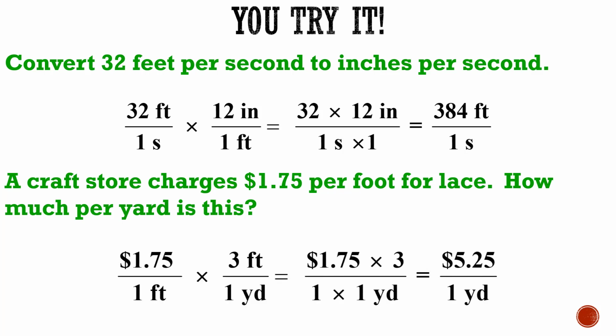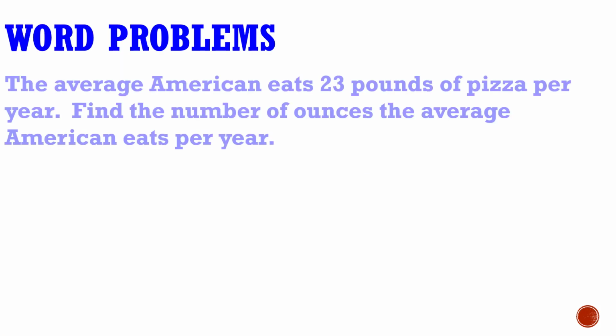We're going to multiply that by the conversion factor. We're trying to cancel out feet. So notice this time, I have feet in the numerator in the conversion factor so that it will cancel out the 1 foot from the original fraction's denominator. This will leave us with 1.75 times 3 over 1 times 1 yard, which then leaves us with $5.25 per 1 yard.